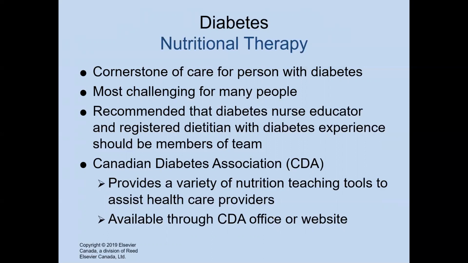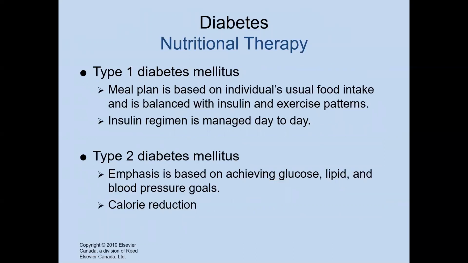With the CDA, or the Canadian Diabetes Association, they provide tons of information, a variety of teaching tools specifically focused on nutrition that are geared both to patients but also to healthcare providers, and all of that is free of charge, and again, it talks about it in your textbook. So let's talk about the difference in nutritional therapy for type 1 or type 2 diabetes. Type 1, you might give them a meal plan. We're moving away from this, right? But we look at their individual food intake, and then you balance that with insulin and also exercise. And your insulin regimen is managed day to day, meal by meal.